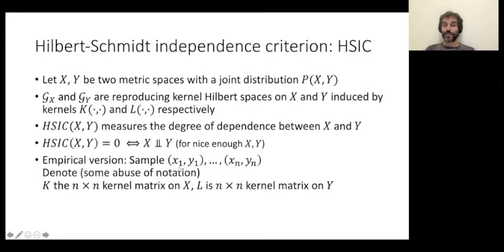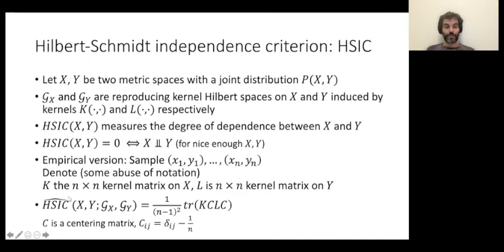If we have a sample of pairs x1, y1 to xn, yn, which could be vectors or scalars, whatever, and K and L are the respective kernel matrices on X and Y separately, so they're both N by N kernel matrices, the empirical version of HSIC is just the following. It's 1 over (N minus 1) squared, which is just a normalization, times the trace of the matrix K C L C. K is the kernel matrix on X, L is the kernel matrix on Y, and C is just a centering matrix. So this is simple, easy to calculate, differentiable and so on.